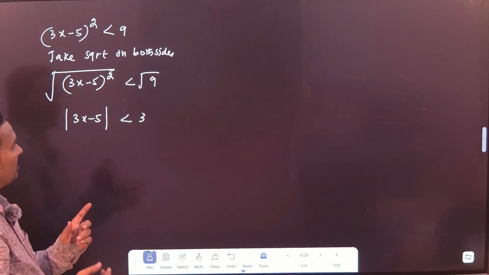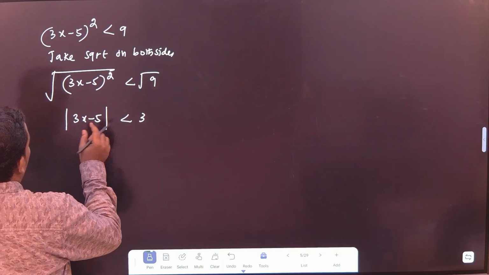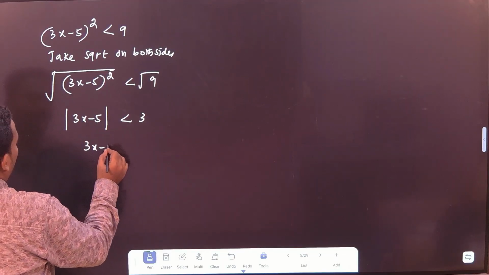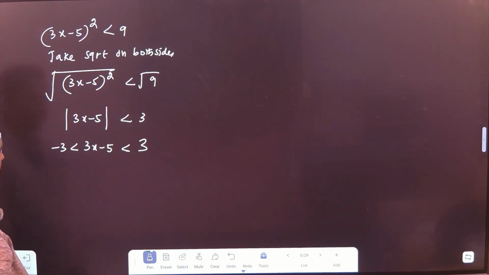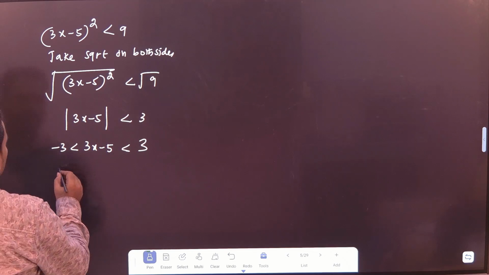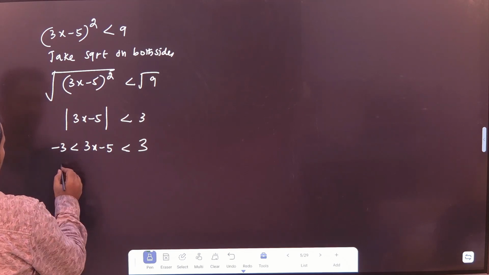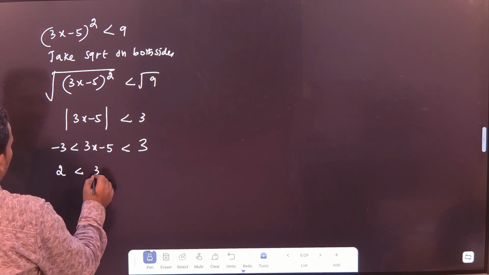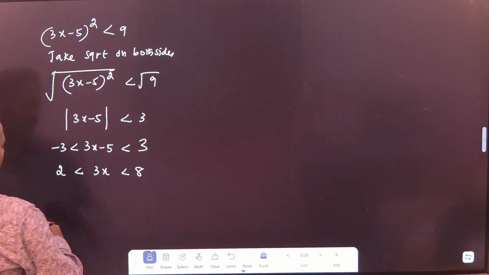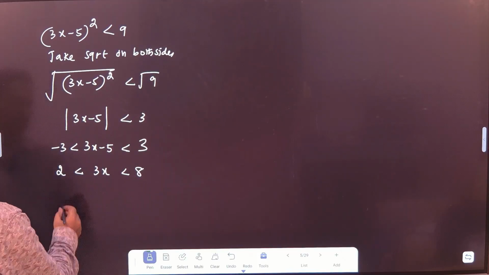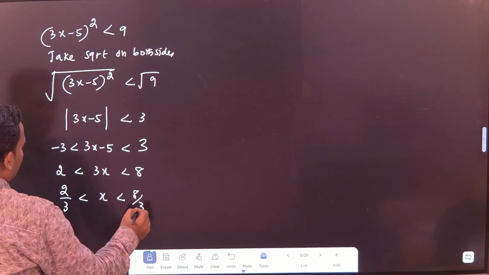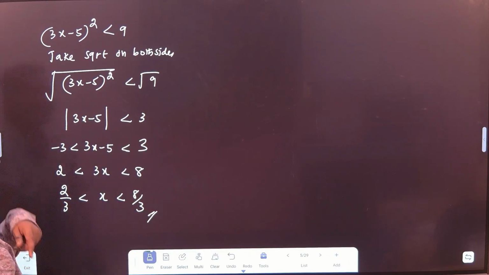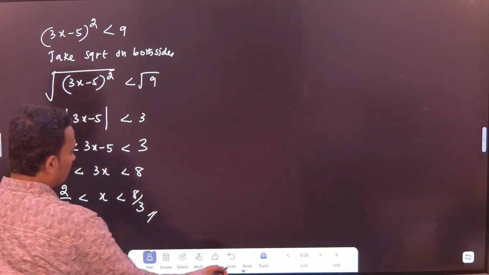Now you can use the definition here. So 3x minus 5 is between minus 3 and 3, right? Now we need x, so adding 5 on both sides, what will we get? Minus 3 plus 5 will be plus 2, less than 3x, which is less than 8. Now you can divide by 3. So 2 by 3 is less than x, less than 8 by 3. This is your solution set. Clear? Okay, we'll look at the next question.